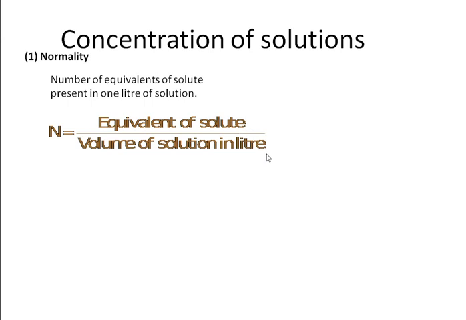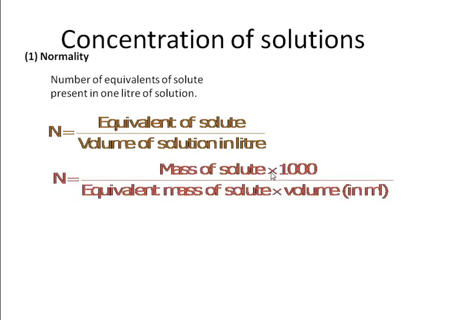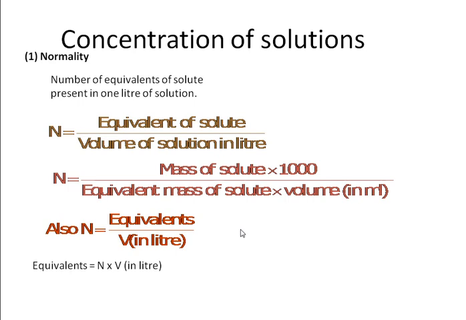So we can say that normality is equal to equivalents of solute divided by volume of solution in liter. Here the normality will be equal to the mass of solute into 1000 divided by equivalent mass of solute into volume in ml. We can also write that normality is equal to equivalents divided by volume in liter. If we want to calculate the equivalents, then we have to multiply the normality with the volume, so we will be able to get the equivalents.